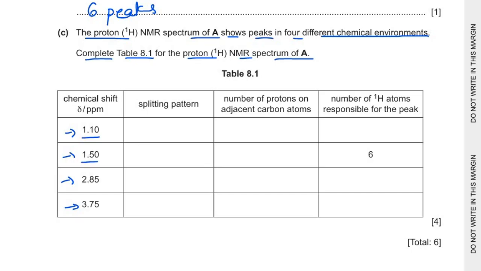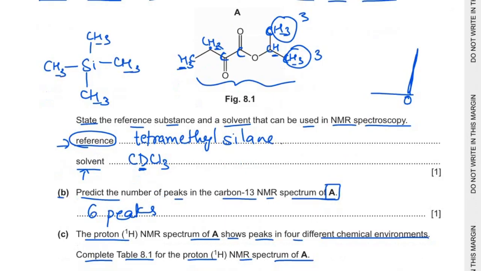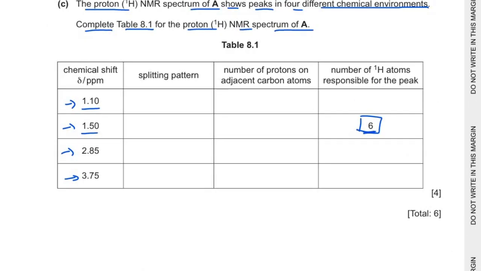Let's have a look at both of these splitting patterns and chemical shifts, and what environment each can belong to. It's also given here as 6. Now, if we have 6 protons responsible here, obviously these are the 3 plus 3 protons, which total up to give 6 protons, and so 1.50 is the chemical shift which is produced by this proton.